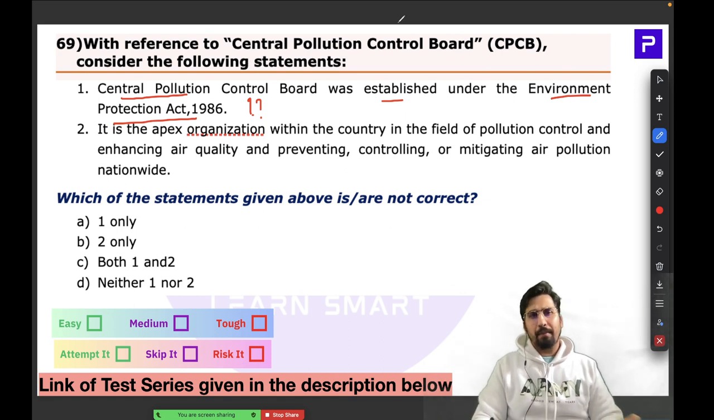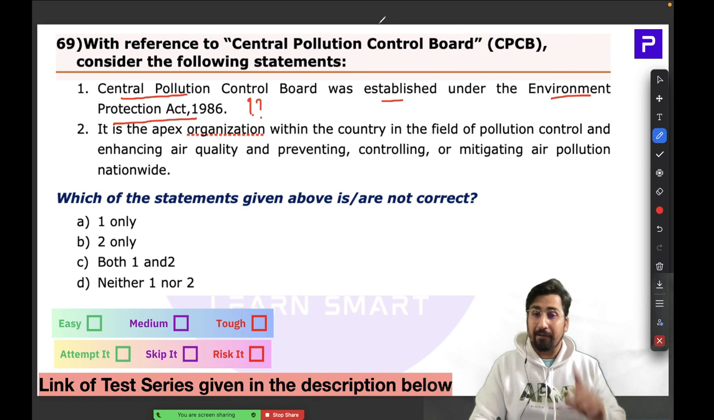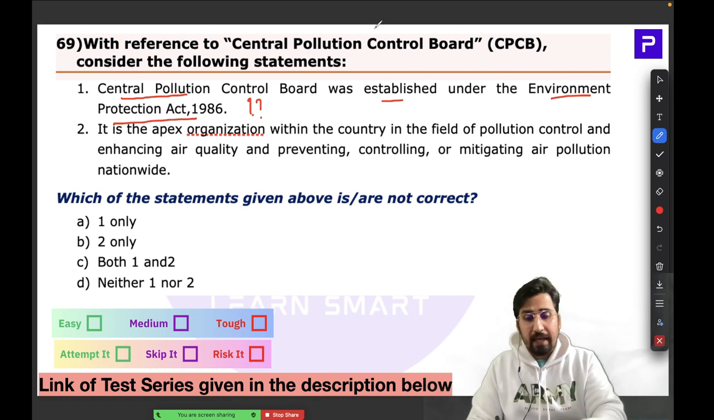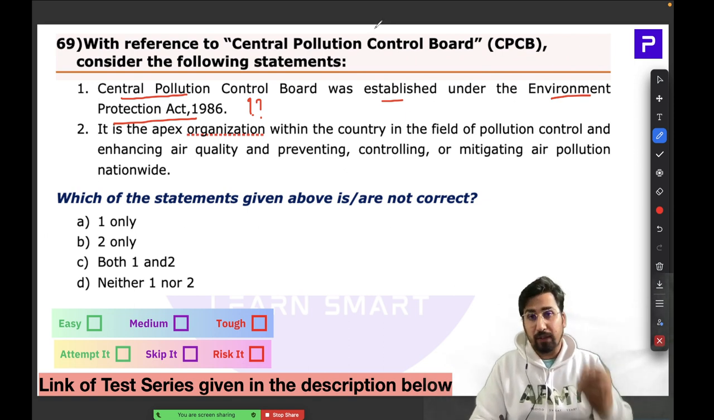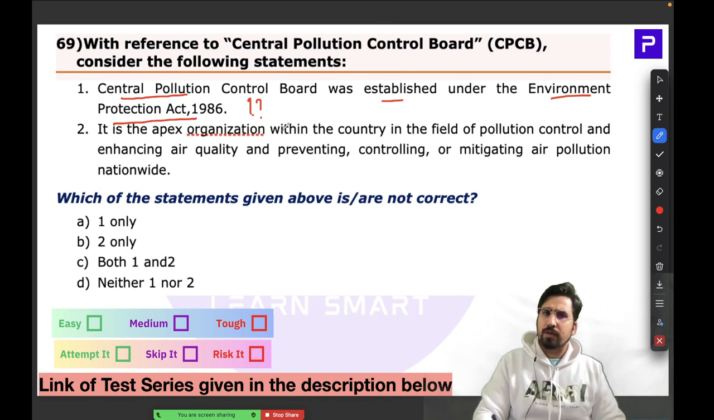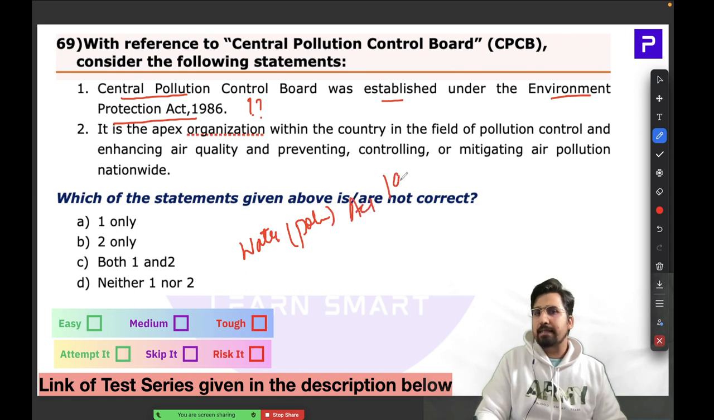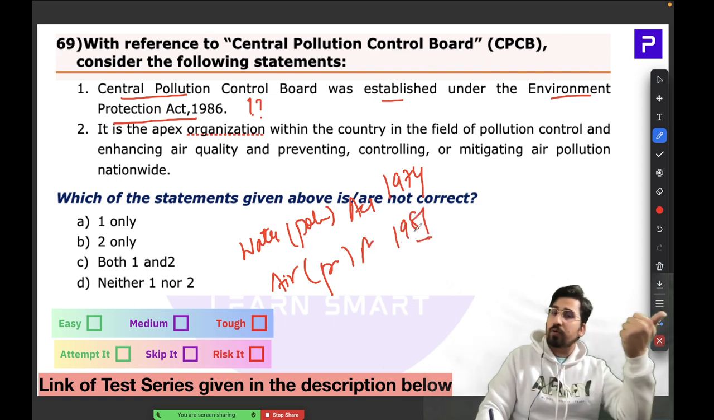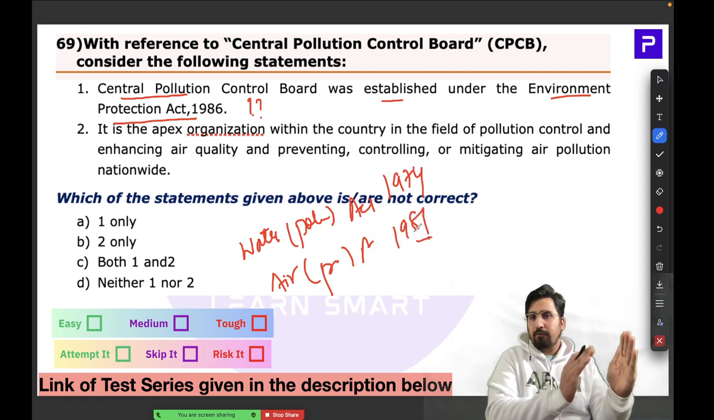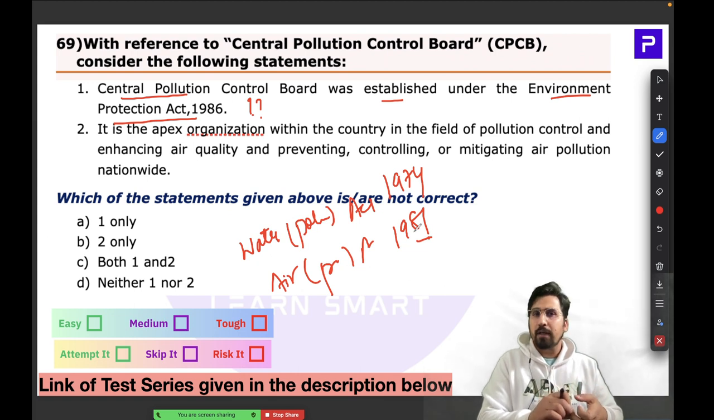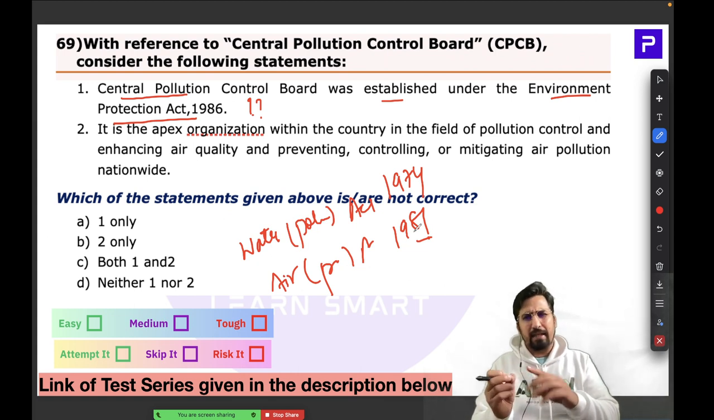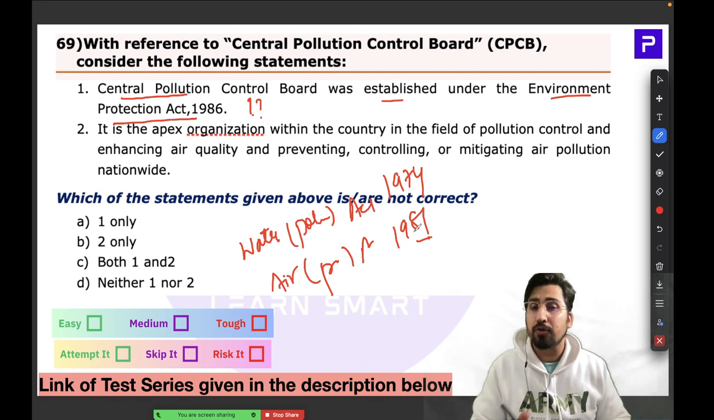And we know Environment Protection Act is a very important act that we have. But if there is anything specific with respect to pollution, we also have acts in our country, like the Water Pollution Control Act 1974. We also have the Air Pollution Control Act 1981. So when we have those dedicated acts for the purpose of controlling pollution, of course, the Environment Act is not going to be more suitable for the Pollution Control Board.